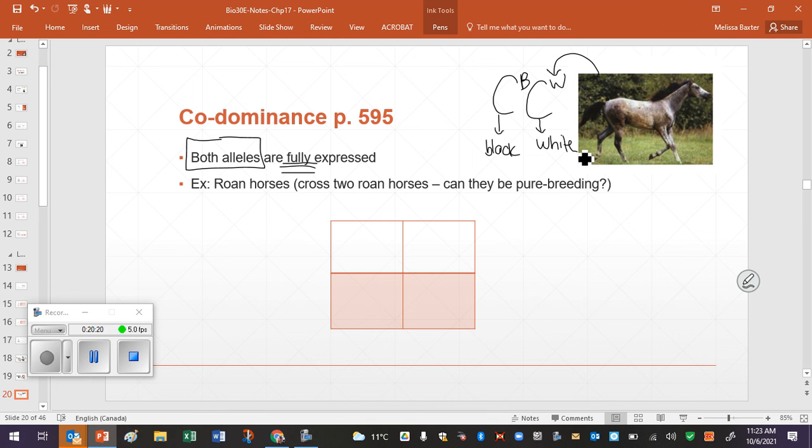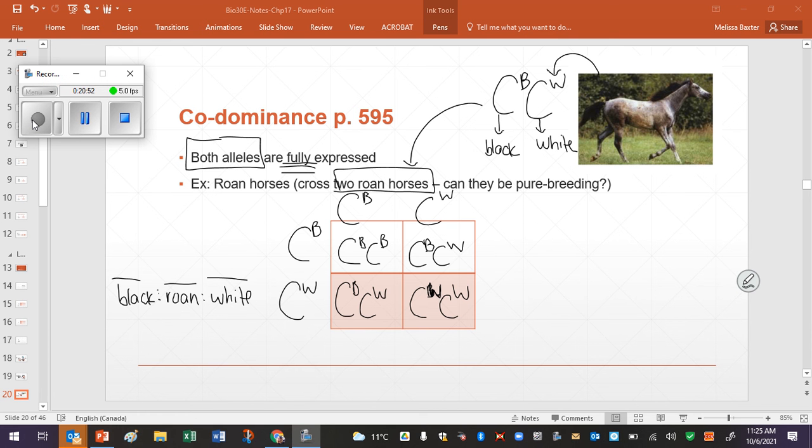Now, the cross that we're going to do is two roan horses. So here's the genotype for a roan horse. I'd like to know what ratio in the offspring you would expect. And then as a secondary question, could we have pure breeding roan horses? That's a yes or no type thing. So I'll pause here while you think about the Punnett Square.